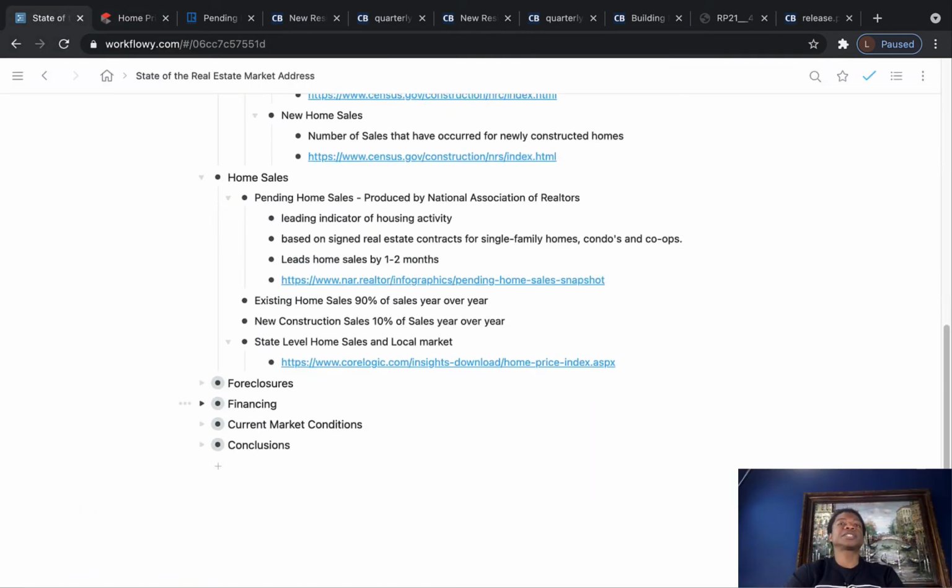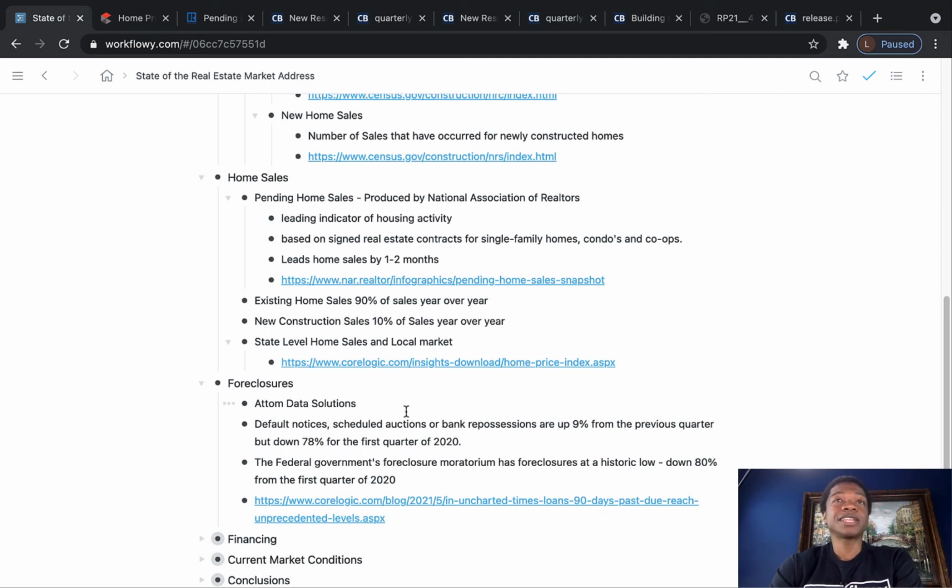Now, no discussion of the state of the real estate market can be complete without a discussion of foreclosures. And so we need to take a look at that. ADAM Data Solutions is one of the leading companies out there that takes a look at foreclosure data. And I think one of the easiest ways to think about it without getting too in the weeds in terms of foreclosures is to do it the way they do it.